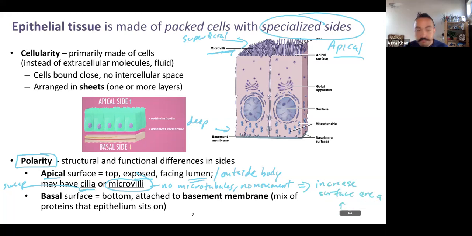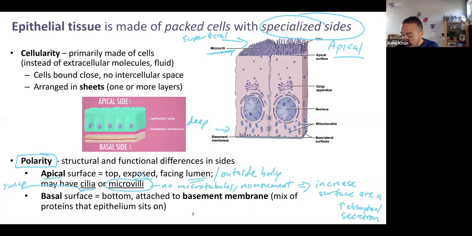For more exchange, more absorption, more secretion. By having more surface area, you get more exchange. So you'll find this, for example, in your intestines, where you're absorbing nutrients, secreting stuff so that you can digest stuff. That's one good example where you can find it. In short, the apical side is where you can find some interesting structures.